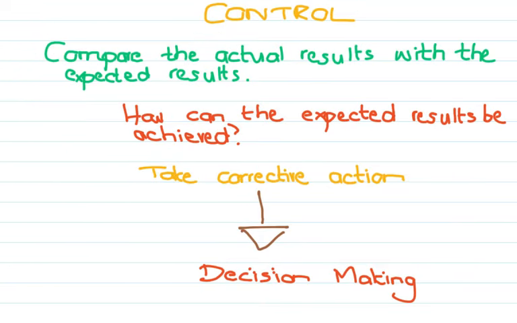Now, at the end, we need to control our costs. So now we look at the actual results with the expected results, and how can the expected results be achieved? Let's say you planned for 100 units to be sold, you only sold 50 units. So what went wrong? So now you must take corrective action, and all of this comes down to decision making.